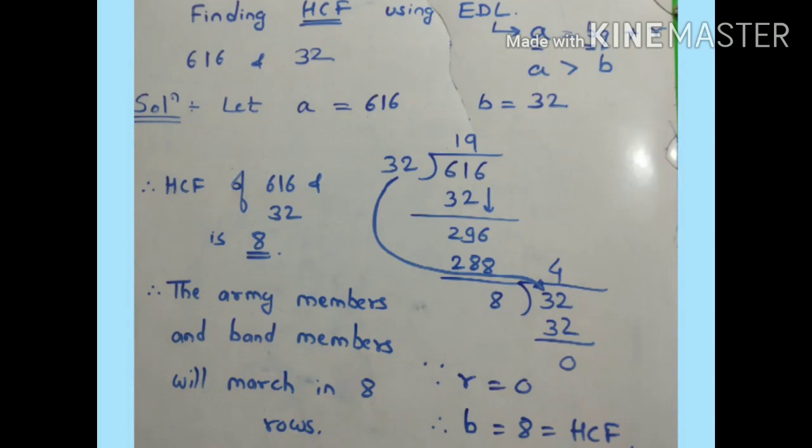On your screen, you can see the division is already done for all of you. We have done continuous long division, dividing 616 by 32, and going on until the remainder comes out to be 0. The step at which the remainder is 0, the divisor becomes the HCF. So in this case you can see the HCF is 8. That means the contingent members and the band members will march in 8 rows, so that they follow one another in 8 equal rows.